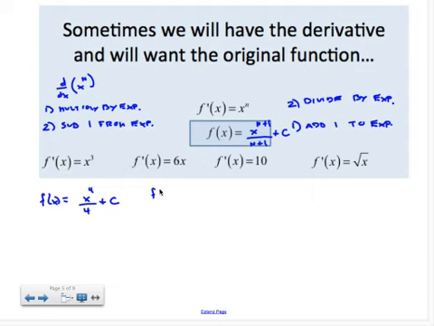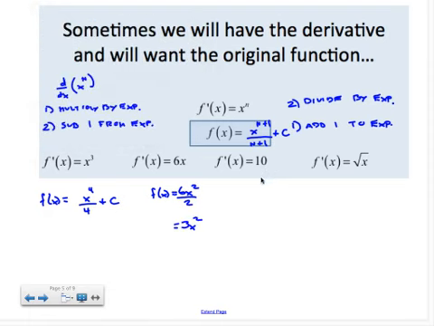To do f prime equals 6x and go backwards, we're going to add 1 to the exponent. That gives me x squared. So that 6 is still there, and I need to divide by the new exponent of 2, which would be 3x squared, if you like.